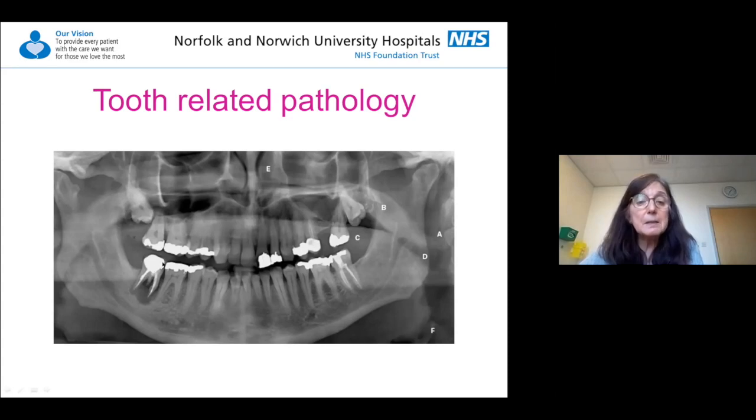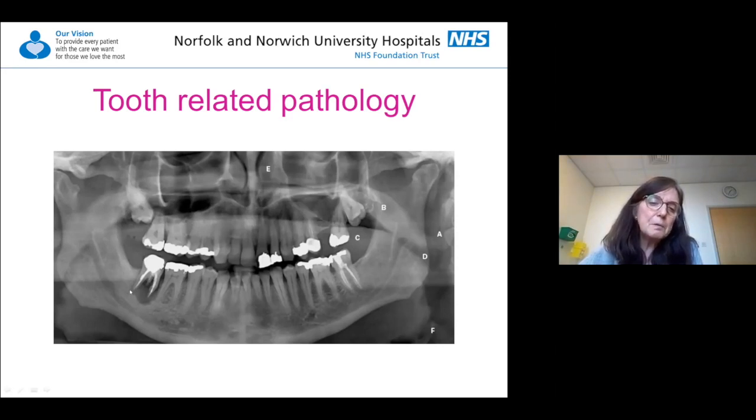So if we look at this lower right second molar tooth, you can see a dark area around it which represents bone loss and probably chronic sepsis. Got a really smooth outline, likely to be benign. Tooth has been root filled previously.